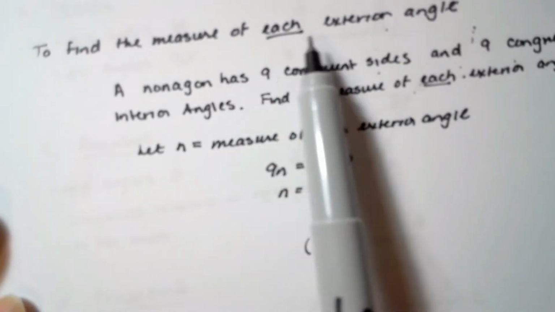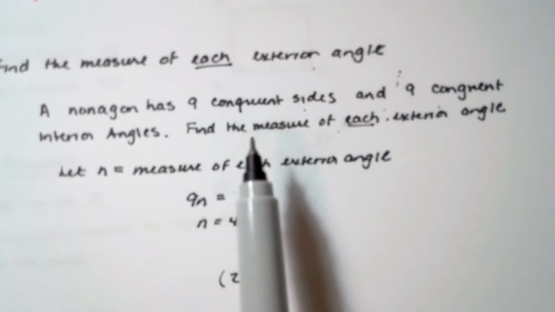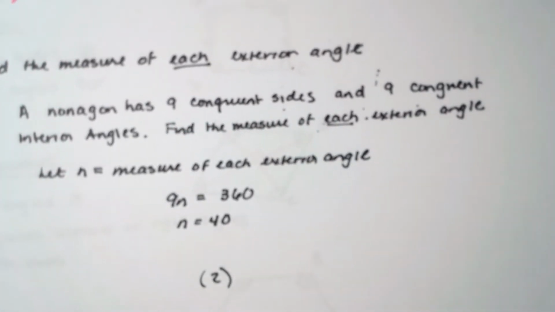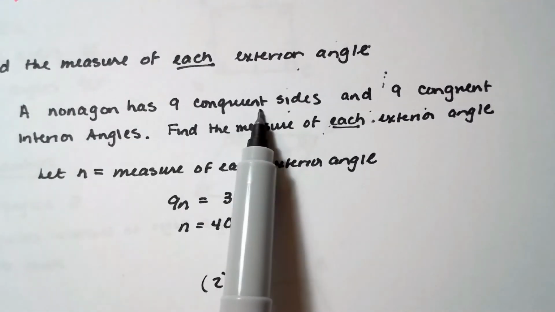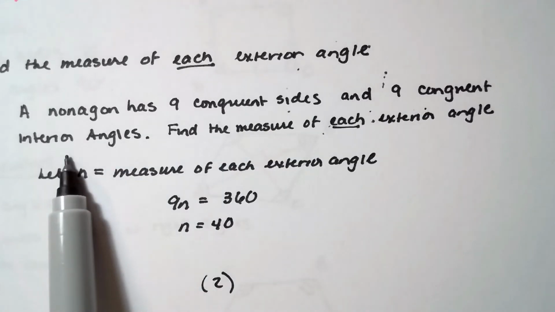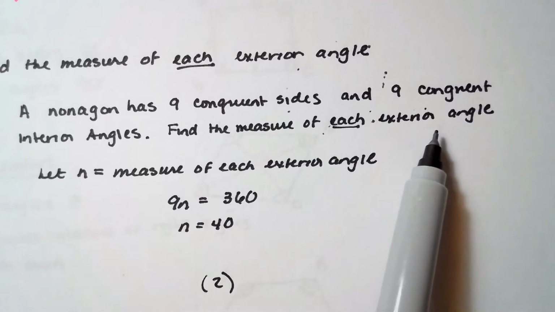Okay, so this is from your book. Find the measure of each exterior angle. A nonagon, that's 9 sides, right? Has 9 congruent sides. Let's try this. Looks like it's a little bit blurry. There we go. So a nonagon has 9 congruent sides and 9 congruent interior angles. Find the measure of each exterior angle.